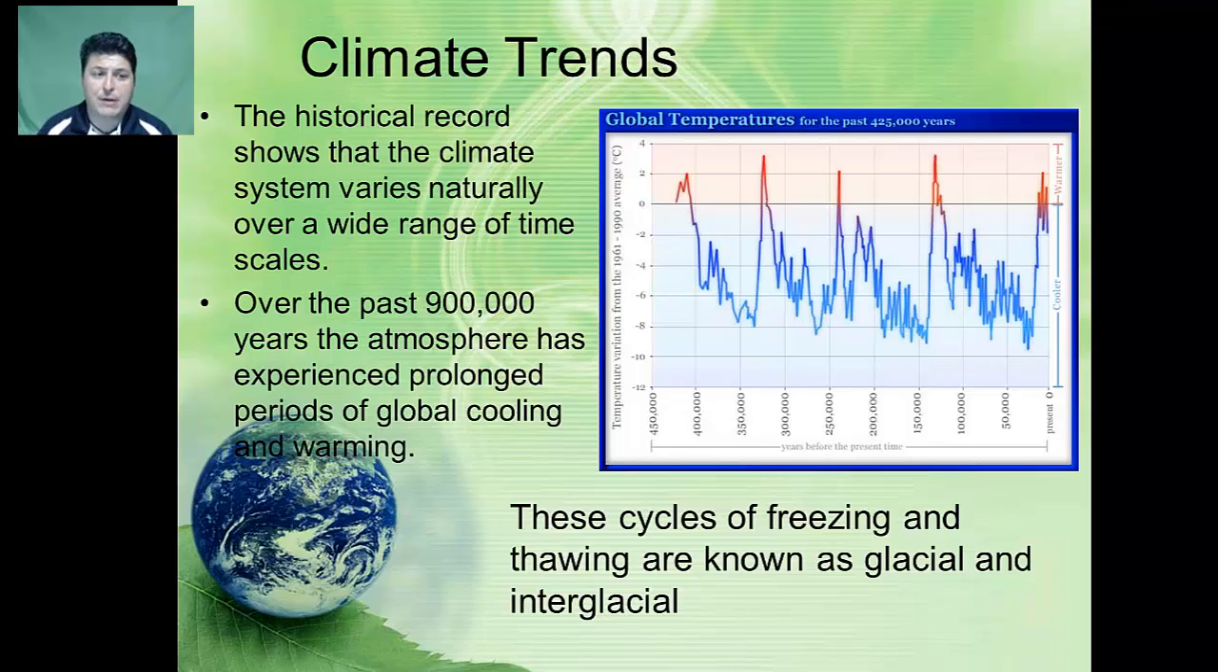The historical record shows that the climate system has varied naturally over a wide range of timescales. Over the past 900,000 years, the atmosphere has experienced prolonged periods of global cooling and warming. These cycles of freezing and thawing are known as glacial and interglacial periods.